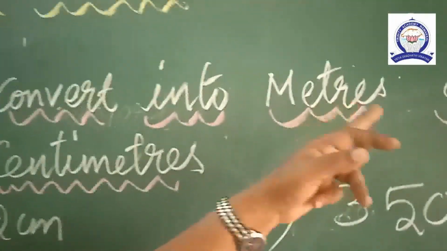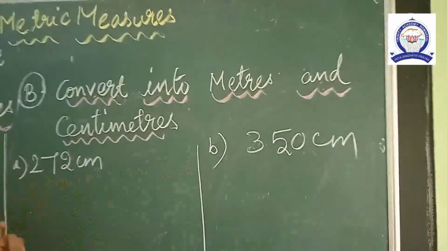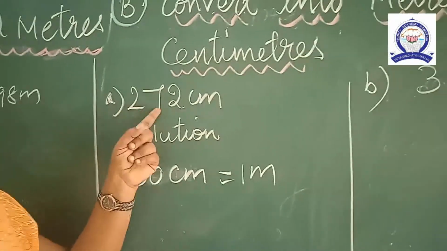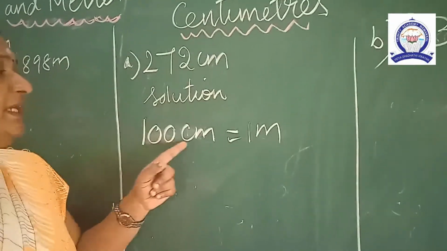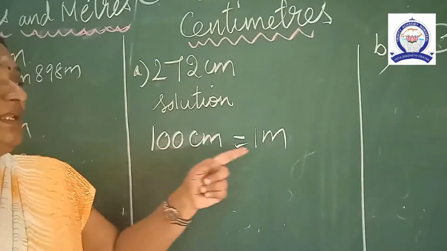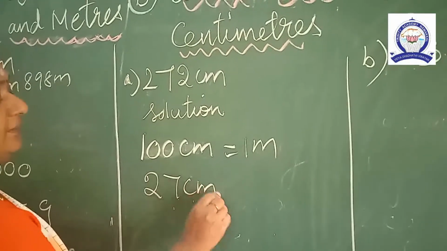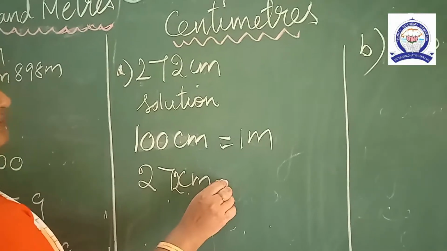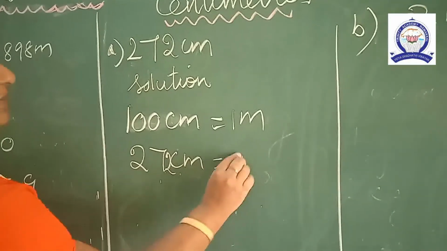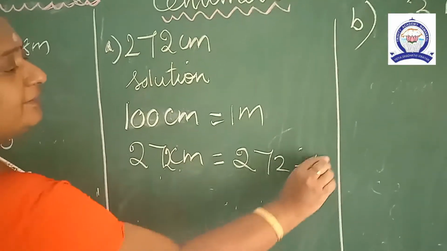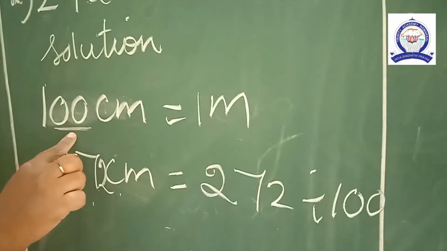Convert into meters and centimeters. First question, 272 centimeter. So solution. So you know the formula: 100 centimeter is equal to 1 meter. So you write the given question, 272 centimeter. That is equal to, what we have to do is, we have to divide this 272 centimeter by 100.